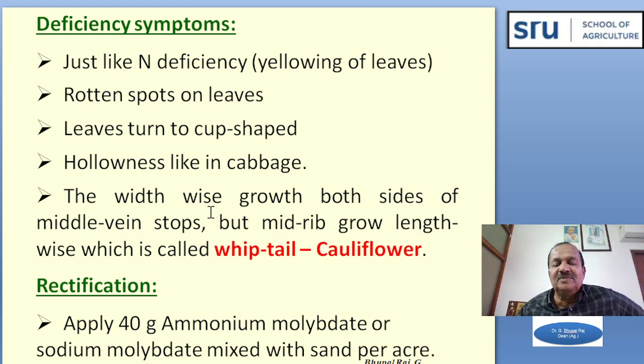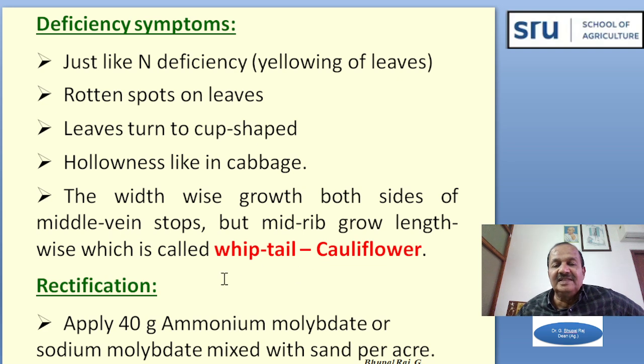This is most important. Deficiency of molybdenum most commonly occurs in the cauliflower crop. What happens is, when we see the leaf, the widthwise growth of the leaf on both sides of the middle vein stops. Widthwise growth stops, while lengthwise growth will be more. So it looks like a tail, a whip tail. So this is called whip tail in cauliflower.